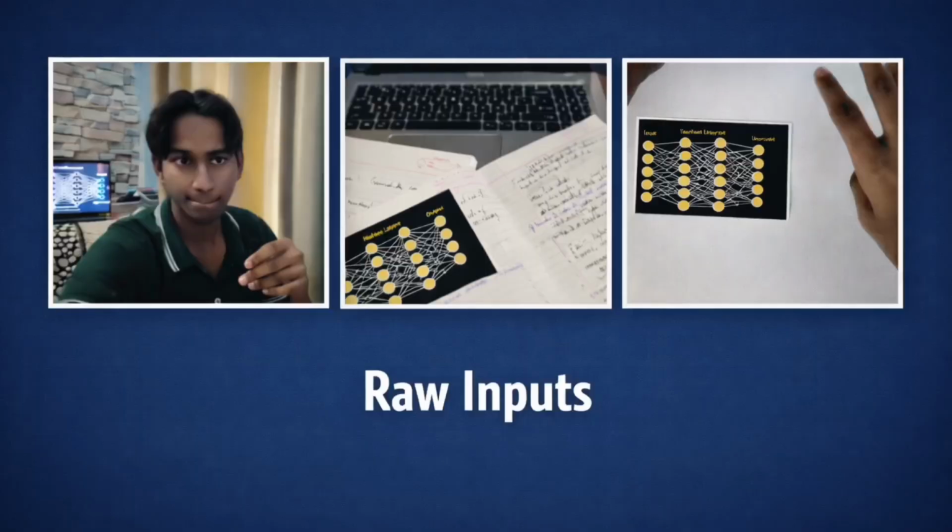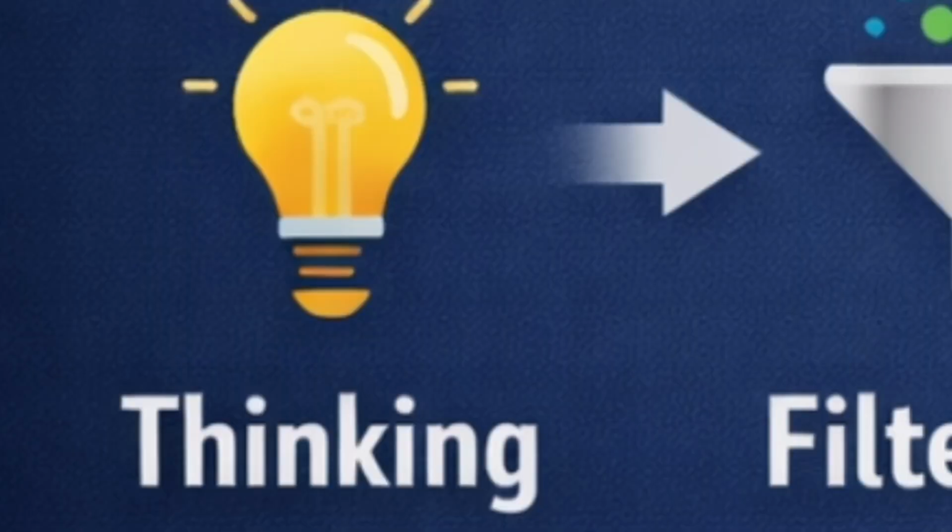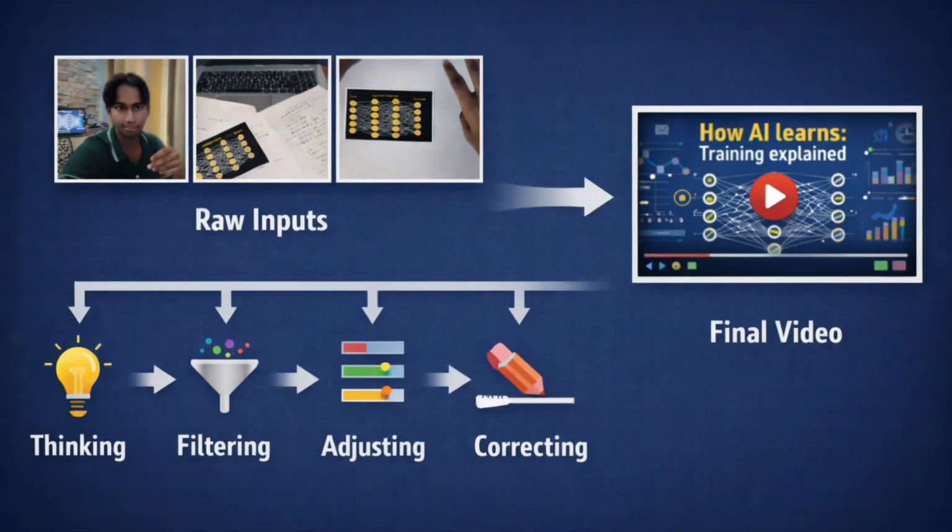Think about this video itself. To make this video, I gave multiple inputs. I had to write the script, shoot the footage, and plan the visuals. These are all raw inputs, and these raw inputs don't become the final video. They went through multiple stages, from thinking, filtering, correcting, and even adjusting. And only after all this, the editing of the video is done, where we get the final output, the video which you're watching right now.